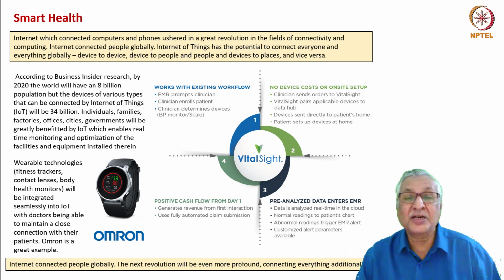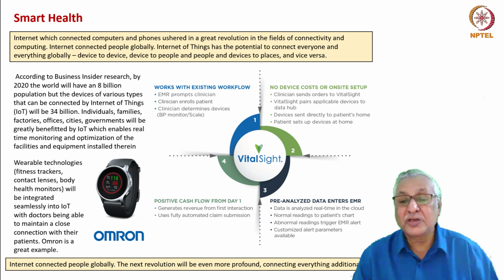The EMR prompts the clinician, enrolls the patient, and the clinician determines the devices that are to be used. There are no device costs or on-site setup. The clinician sends orders to Vital Sight. Vital Sight pairs applicable devices to the data hub. The devices are sent directly to the patient's home and the patient sets up the device at home. It will ensure positive cash flow from day one, generates revenue from the first interaction, and uses fully automated claim submission.